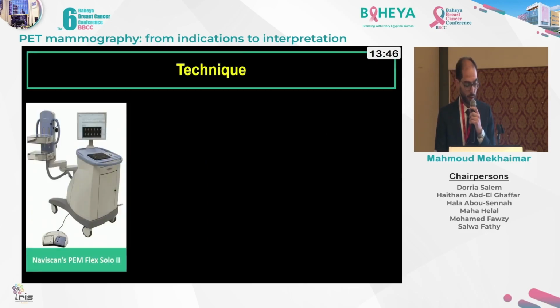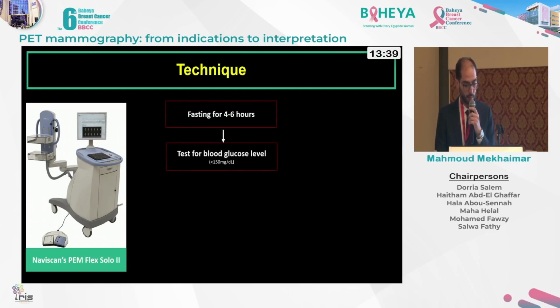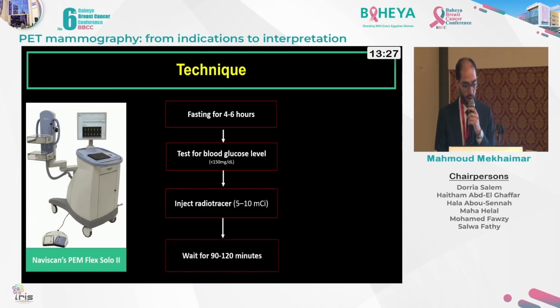PEM scans were done using Naviscan PEM Flex Solo 2. The patient fasts for 4 to 6 hours, then blood glucose is checked and should be less than 150 milligrams per deciliter. Then FDG is injected with an average dose of 5 to 10 millicurie, and the scan is started after 90 to 120 minutes.